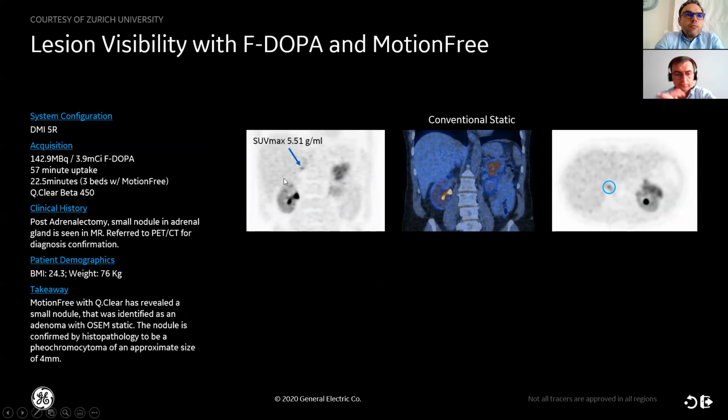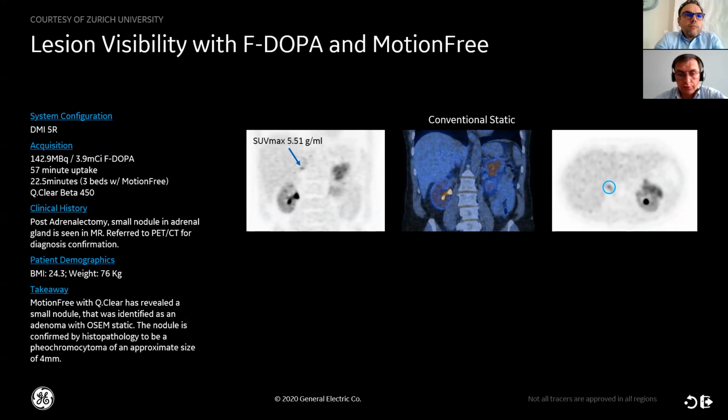the patient was referred for this study because of hypertension. The reason for that was not defined. Several years ago, the patient had a post-adrenalectomy on the right-hand side, on the left-hand side, and right now there was a lesion seen in the MR, but doctors were not able to define if it was related to pheochromocytoma or not.